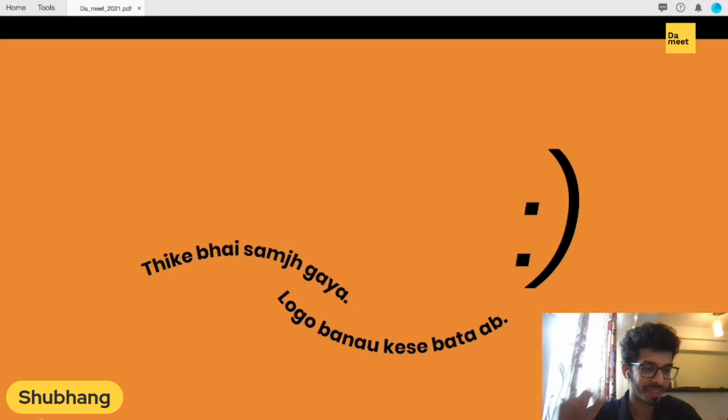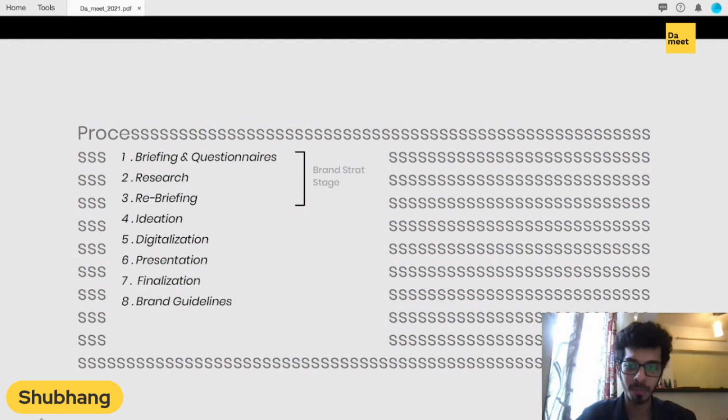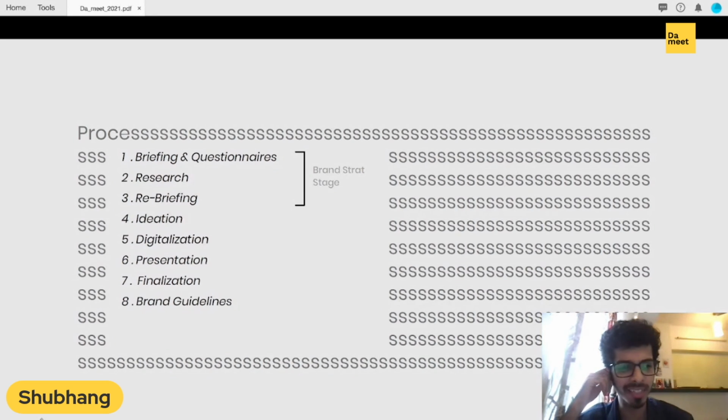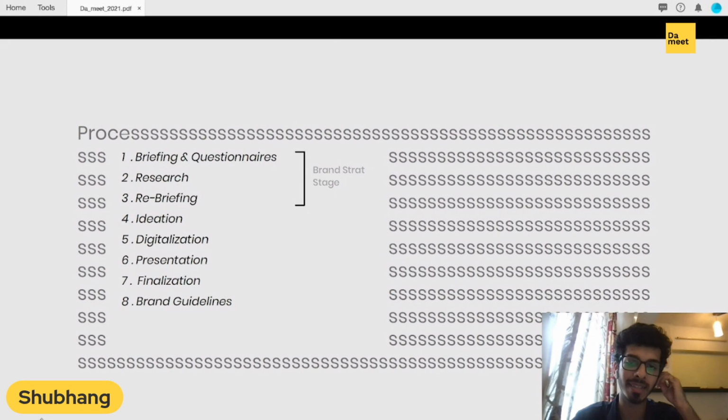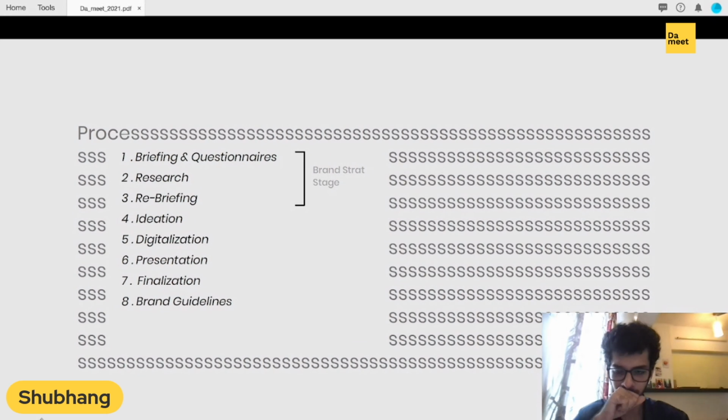Okay, so let's get started with the process. The process, as you can see, is an eight-step process. Quite simple, honestly, not rocket science. I've also highlighted that the first three steps, the briefing, questionnaire, research, and rebriefing stage, are the brand strategy stage. I'll touch on that later, why it is called the brand strategy stage. But just keep in mind that it's an eight-step process.